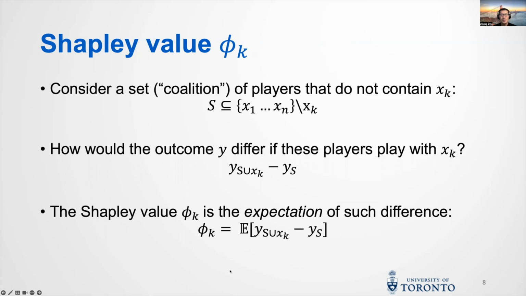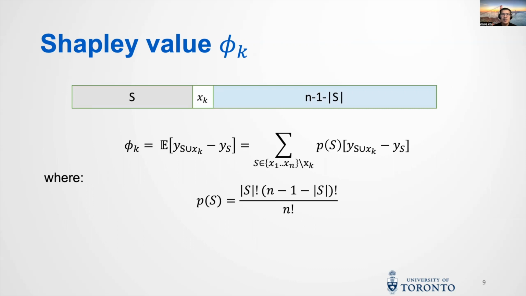How to compute this expectation? Let's count how many possible scenarios there are. This slide shows a possible combination. Let's say the target set S is on the left-hand side, marked as the gray area. There are cardinality of S number of players there. In the middle is the target player x_k, and on the right-hand side are the remaining players. There are n minus 1 minus cardinality of S players on the right-hand side.